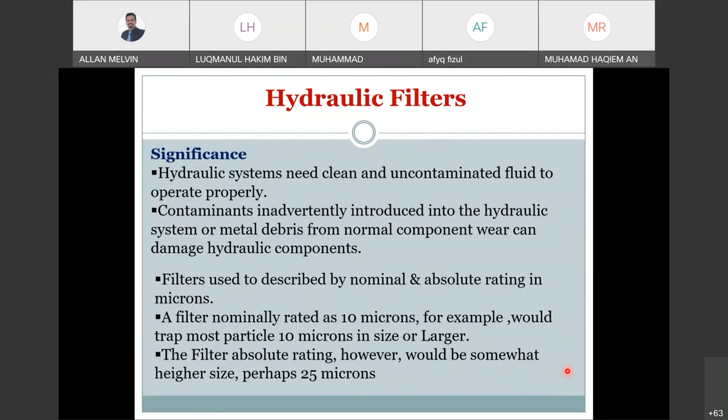Then hydraulic filters. The significance of hydraulic filters. As the name says, filter, you need to filter something. Earlier we also saw there are many things we want to filter, like air bubbles and dirt. So many things that you need to filter. A hydraulic system needs clean and uncontaminated fluid to operate properly. Make sure the oil you fill in is clean.